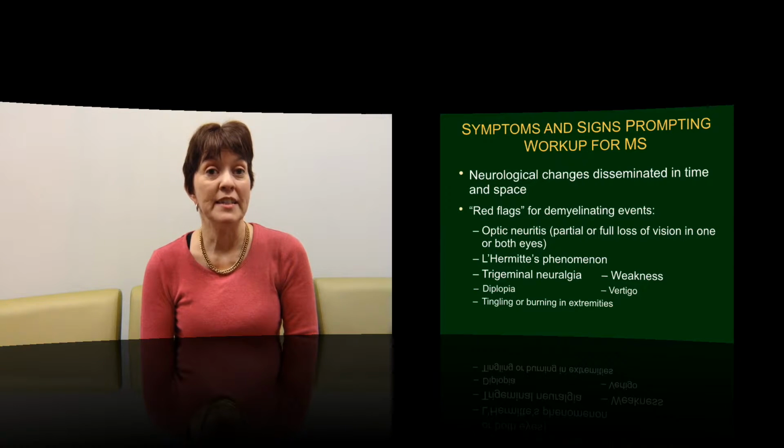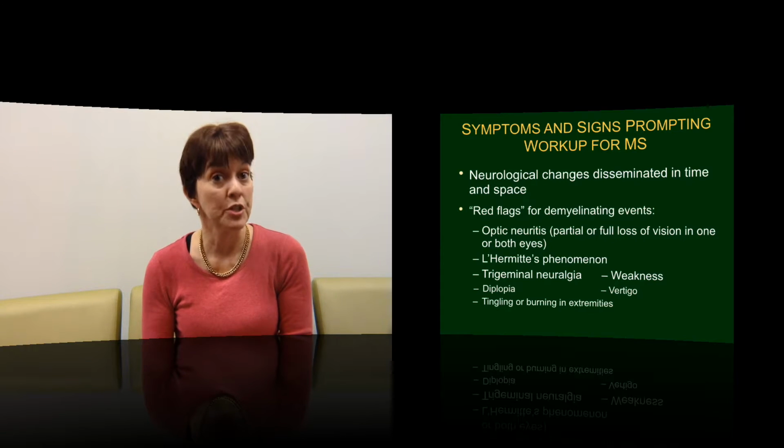The hallmark of demyelinating disease is a series of neurological changes that are disseminated in time and in space. Some of the red flags for demyelinating events include partial or full loss of vision in one eye or in both eyes, which might indicate optic neuritis, or trigeminal neuralgia, which is a lancinating facial pain.